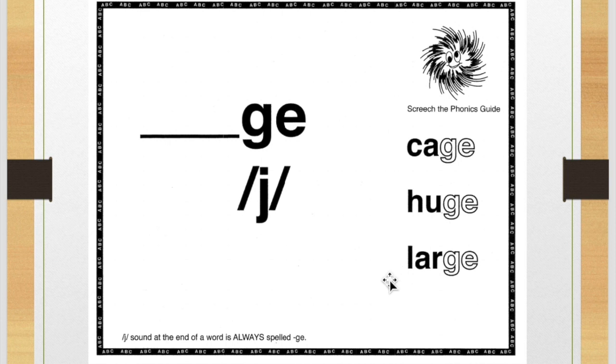Okay, so now what we're going to do is sound out some words. And remember, the J sound at the end is always spelled with a G and an E. And they're going to share a sound dot. Okay? So go ahead and make sure you have all your materials. If not, pause the video.